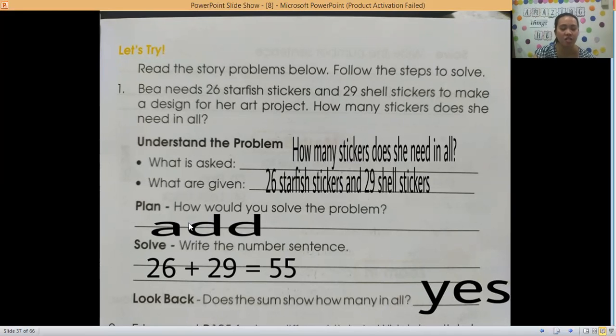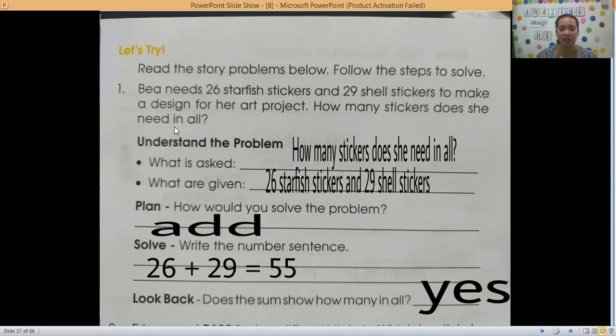And then what operation are we gonna use? We need to use add. Why? Because for you to identify if you're gonna use addition or subtraction, you can see it here in the what is asked. If they are asking how many in all, it means you're gonna add. But when the question is how many left, ilan yung natira, then you're gonna use subtraction.